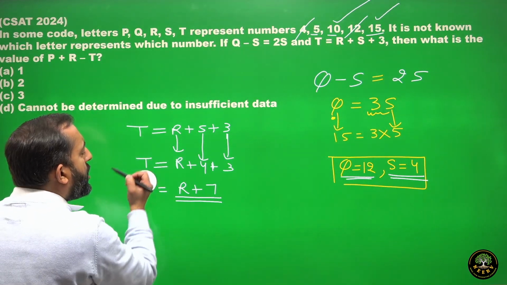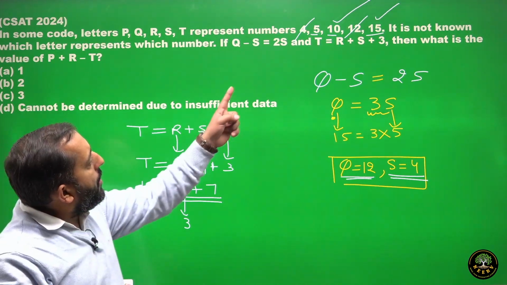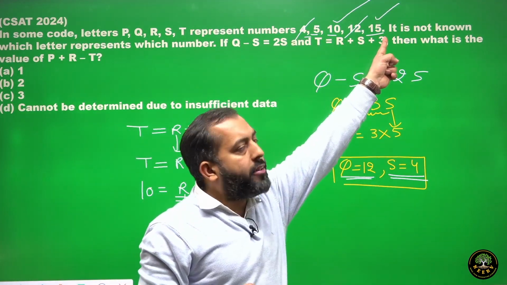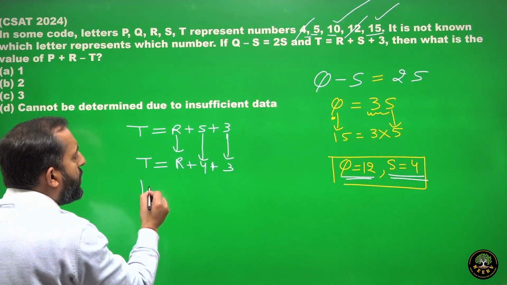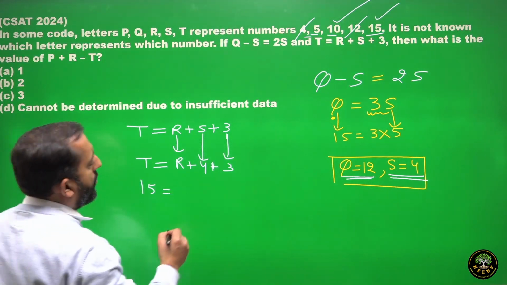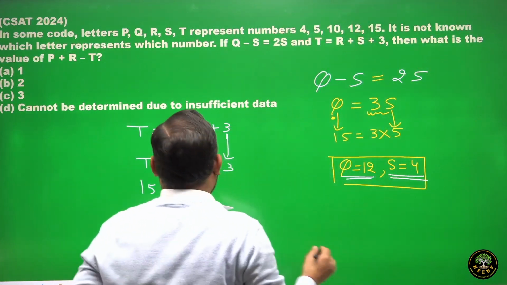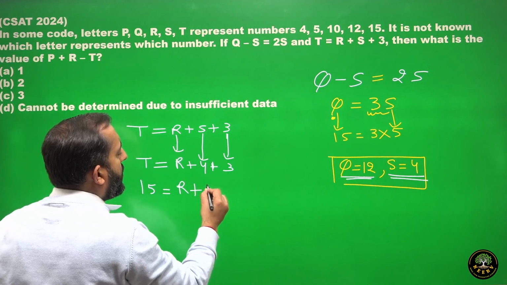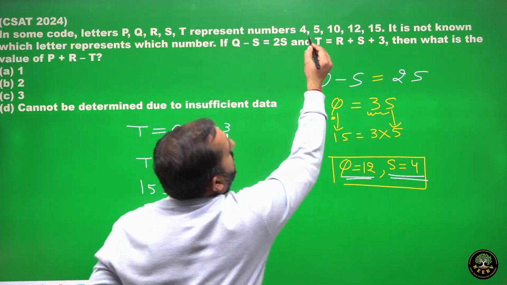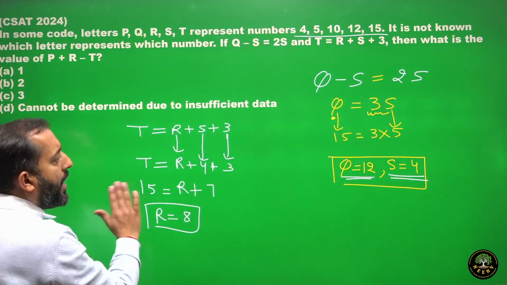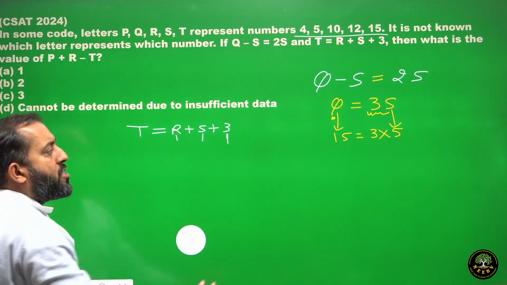Now if we assume T to be 10, then R will become 3. But 3 is not given here. So this possibility is discarded. Further, if you assume T to be equal to 15, then R plus 7 is 15, so R becomes 8. 8 is not given here, which means I cannot assume Q to be 12 and S equal to 4. So all these possibilities are cancelled out.